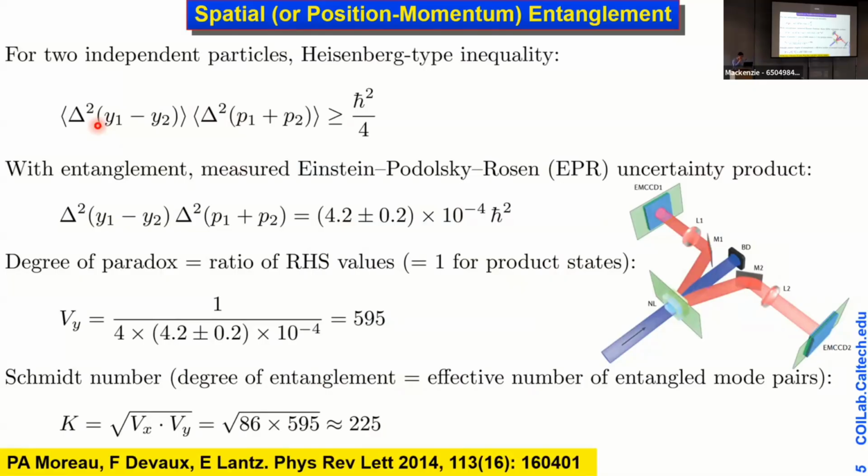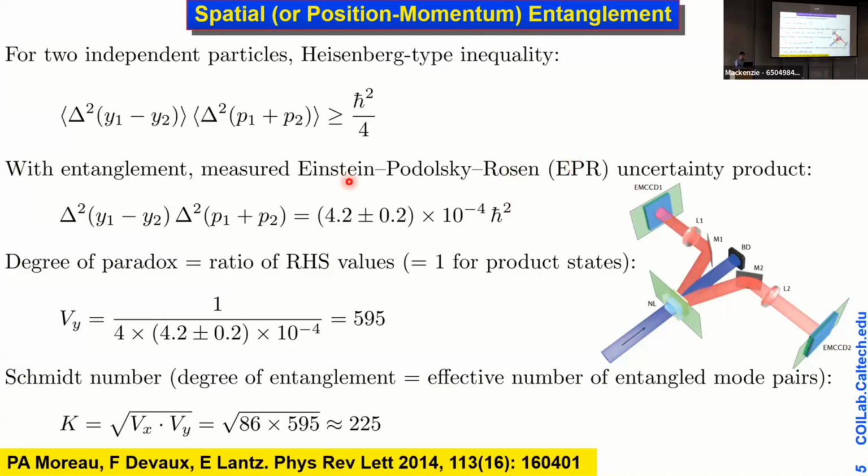There's this incredibly useful feature in entanglement. If you have 2 photons, and these 2 photons are independent, you have a product state, then you're subject to this so-called Heisenberg-like inequality. It's not exactly the Heisenberg inequality, but it looks like that uncertainty relation. So this Y difference and the P sum, they're not conjugate. In other words, they're not subject to the uncertainty relation. In fact, if you have entanglement, you'll see this product can be tiny. And this is the EPR effect.